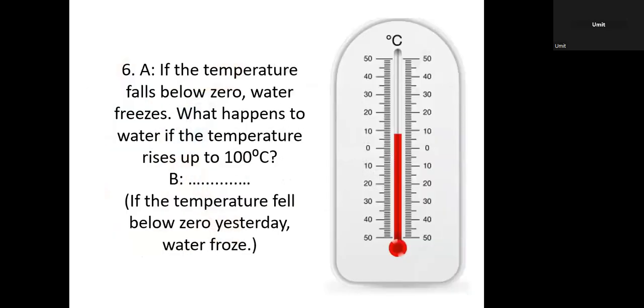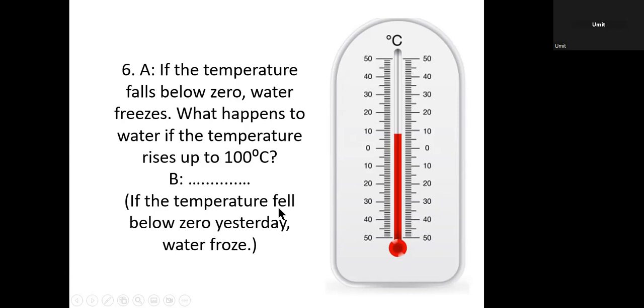6, if the temperature falls below 0 centigrade degree, water freezes. What happens to water if the temperature rises up to 100 degrees centigrade? 100 degree centigrade. So it boils. The water boils. If the temperature rises up to 100 degrees centigrade, it boils.